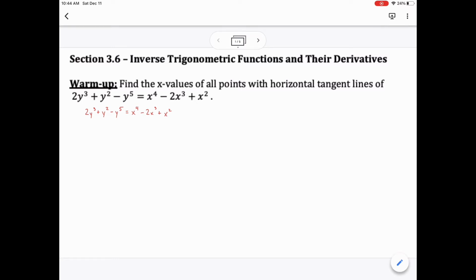Today's lesson is over section 3.6, where we will talk about inverse trigonometric functions and their derivatives. Here I have a warm-up problem from the previous section that we're going to go over first. Using implicit differentiation, we want to find the x values of all the points with horizontal tangent lines of the following equation.